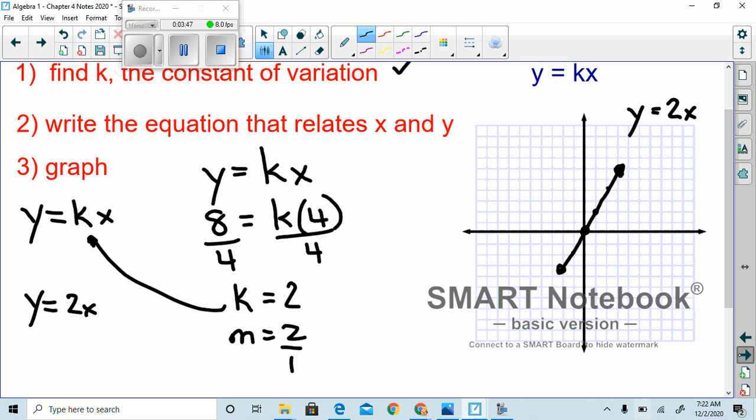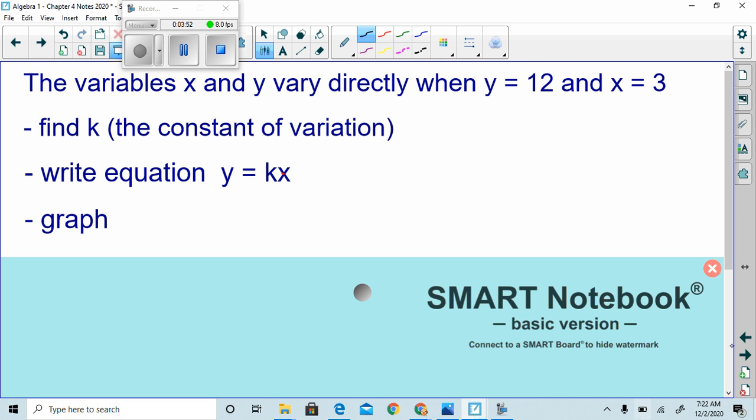So think about that for a moment. This is just another form. It's a unique one, and it tells me that these two variables are somehow directly related. That means we're going to take this x value, multiply it by a constant, and that's going to give us our y value. The variables x and y vary directly when... Those are the kind of questions or statements you're going to see when you're dealing with models of direct variation. We want to find the constant, we want to write the equation, and we want to graph. So let's do it all again.